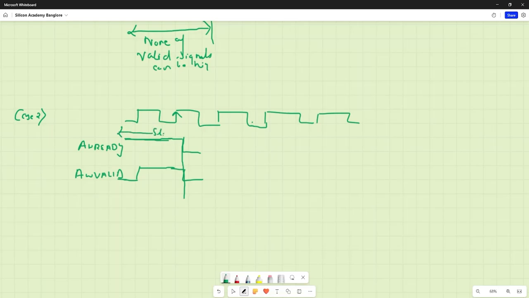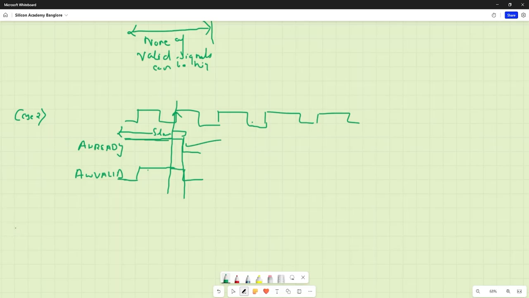slave was already waiting for correct information from the master, for valid information. So it asserted here, but gets synchronized at this point of time. And once the master asserts the AW valid, immediately the slave sampled that information. Okay, this was the second case.